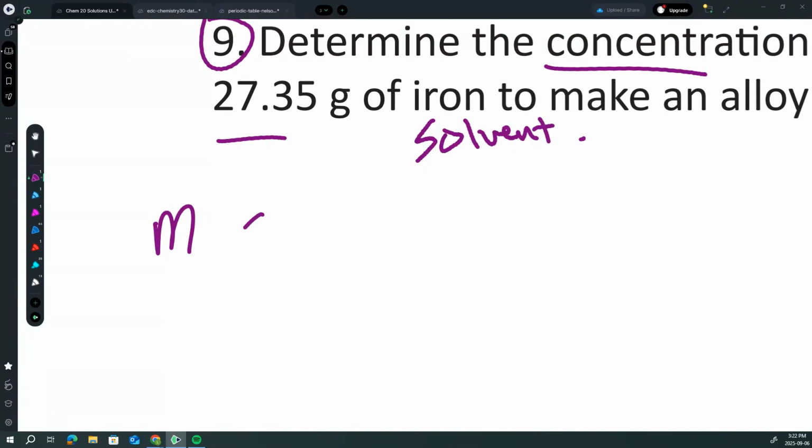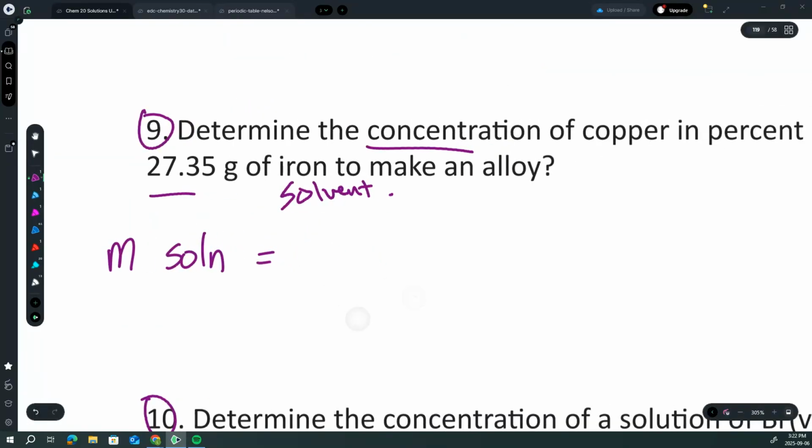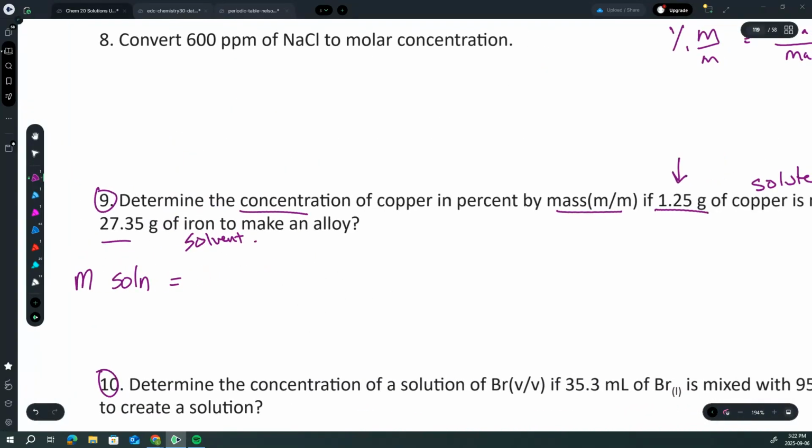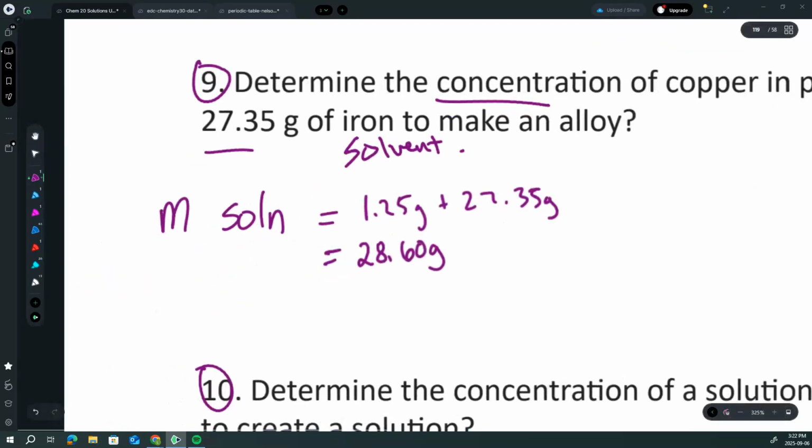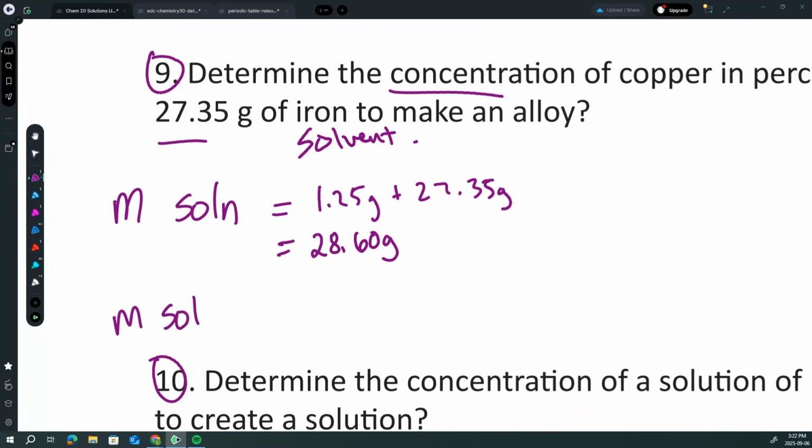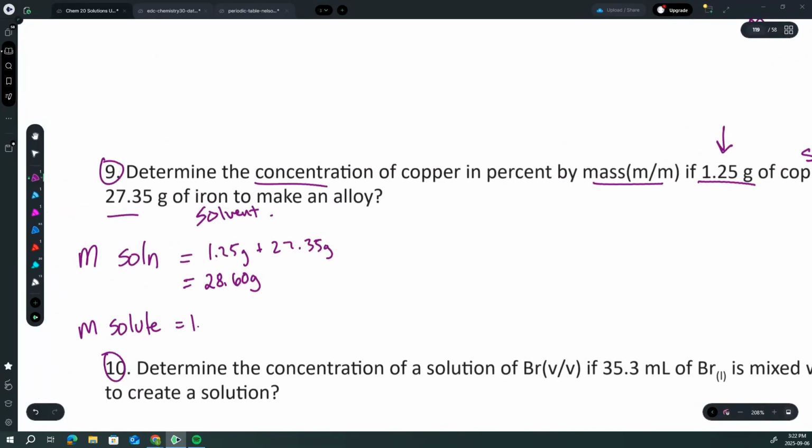So mass of solution is going to be equal to 1.25 grams plus 27.35 grams, which is 28.60 grams. The mass of our solute, that is 1.25 grams.